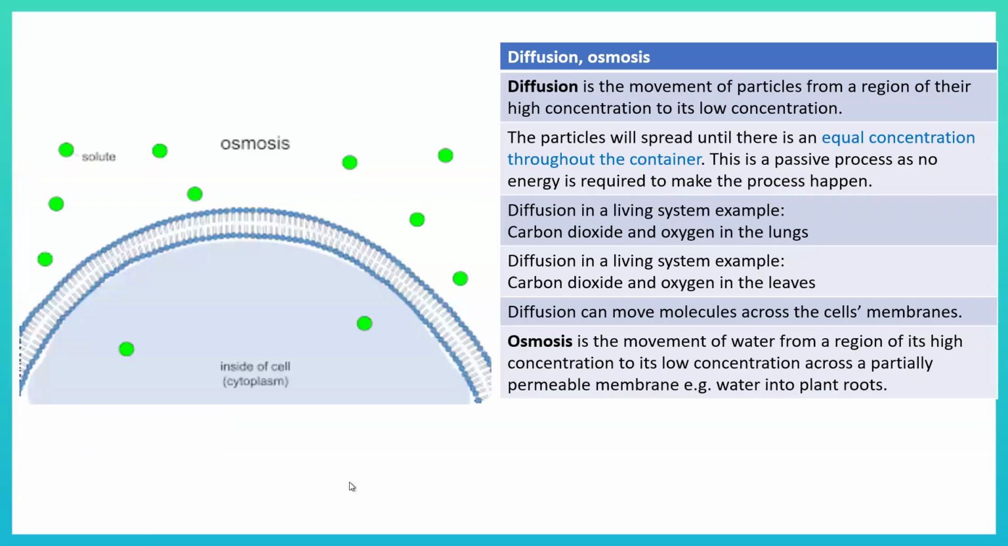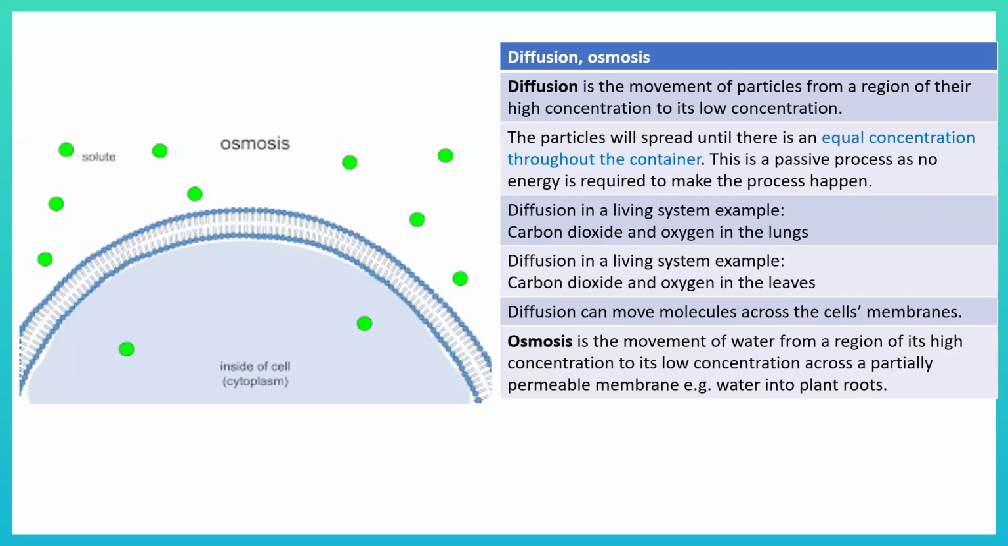Right, let's have a look at this. This shows osmosis. So again, we've got a cell membrane, double layer, inside of the cell, cytoplasm, and outside of the cell, we've got solutes. So the solute is some sort of salt or sugars. There's all sorts of stuff dissolved in our cells.